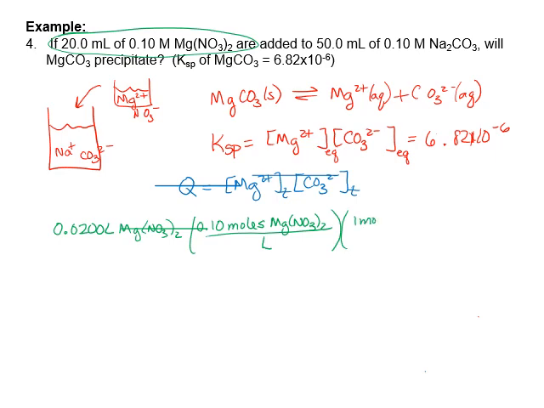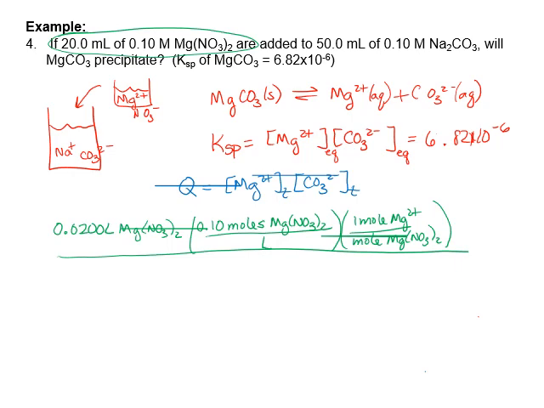There's 1 mole of magnesium ions per mole of magnesium nitrate. So this gives us the moles of magnesium that we're putting into our solution. We need to divide that by the new total volume, which is going to be the 20 milliliters plus 50 milliliters, or 70 milliliters. So the concentration of magnesium ions is going to be 0.0286.